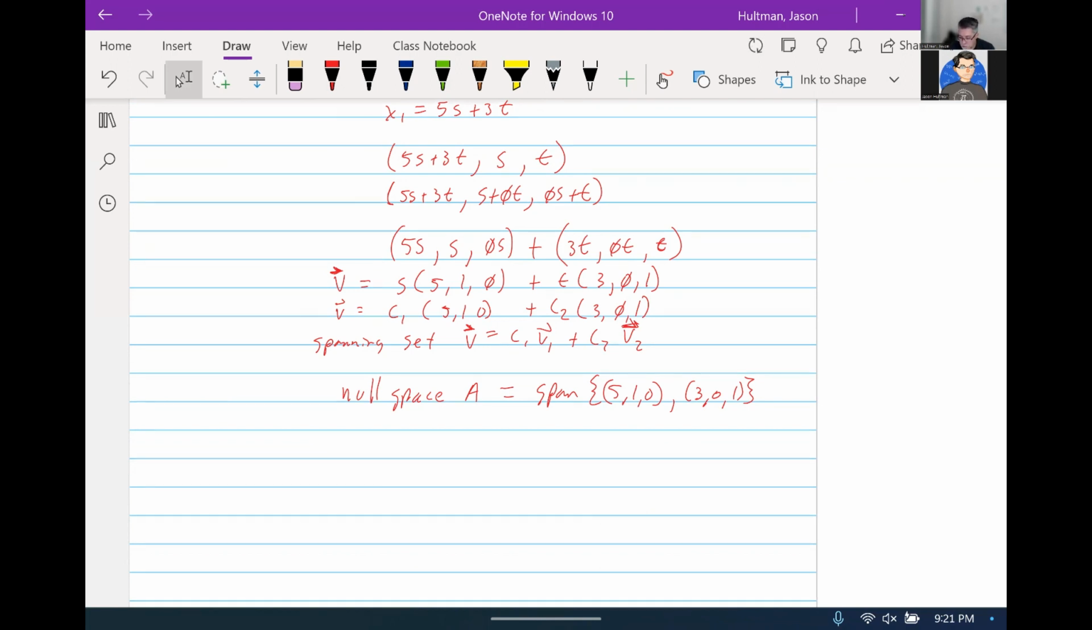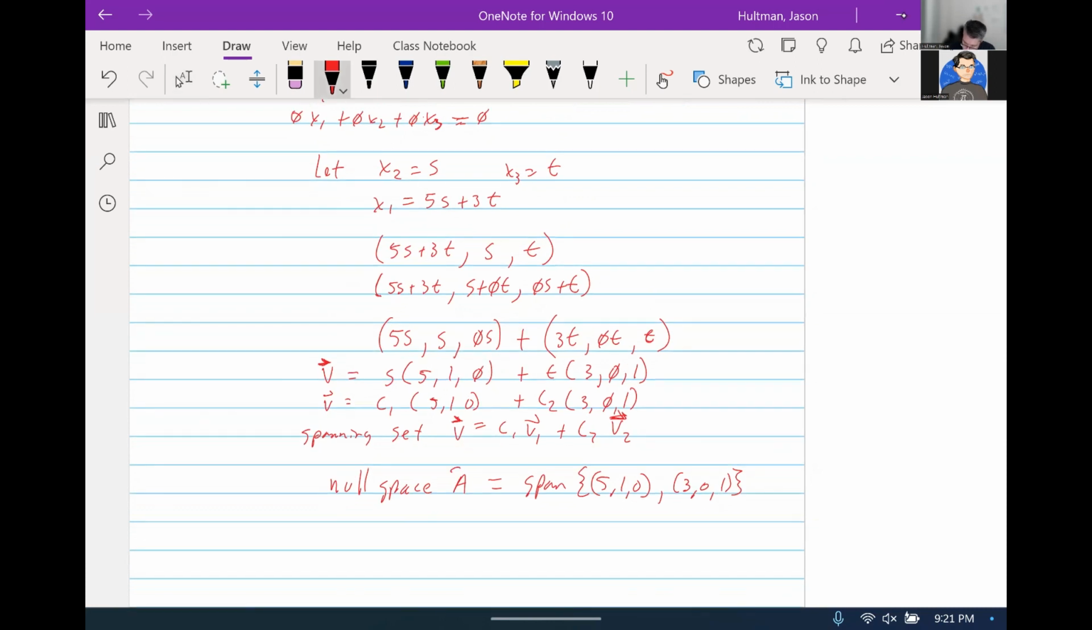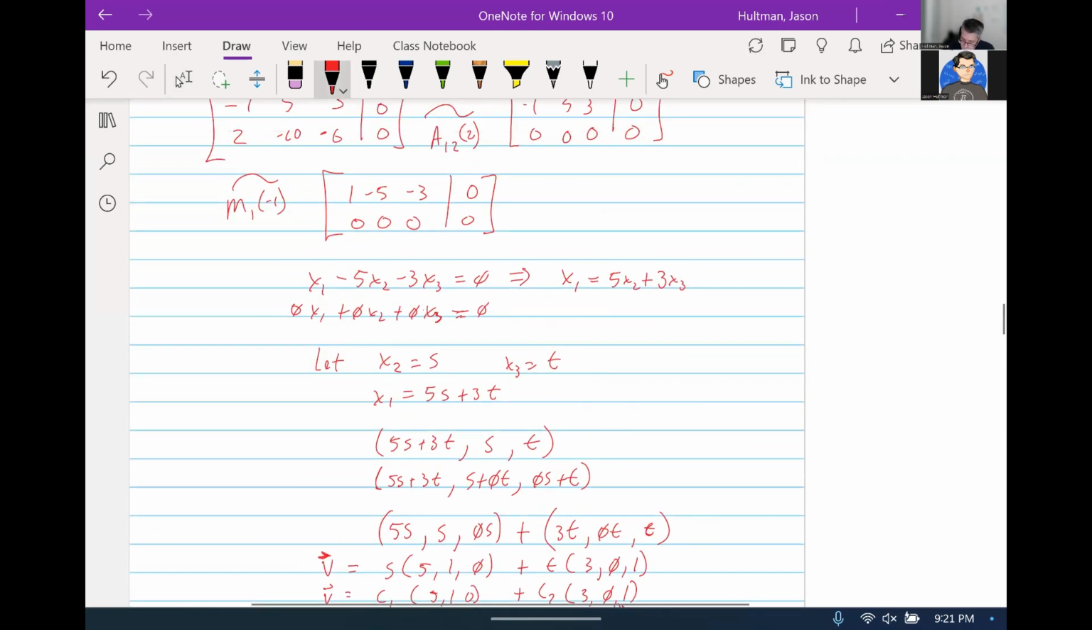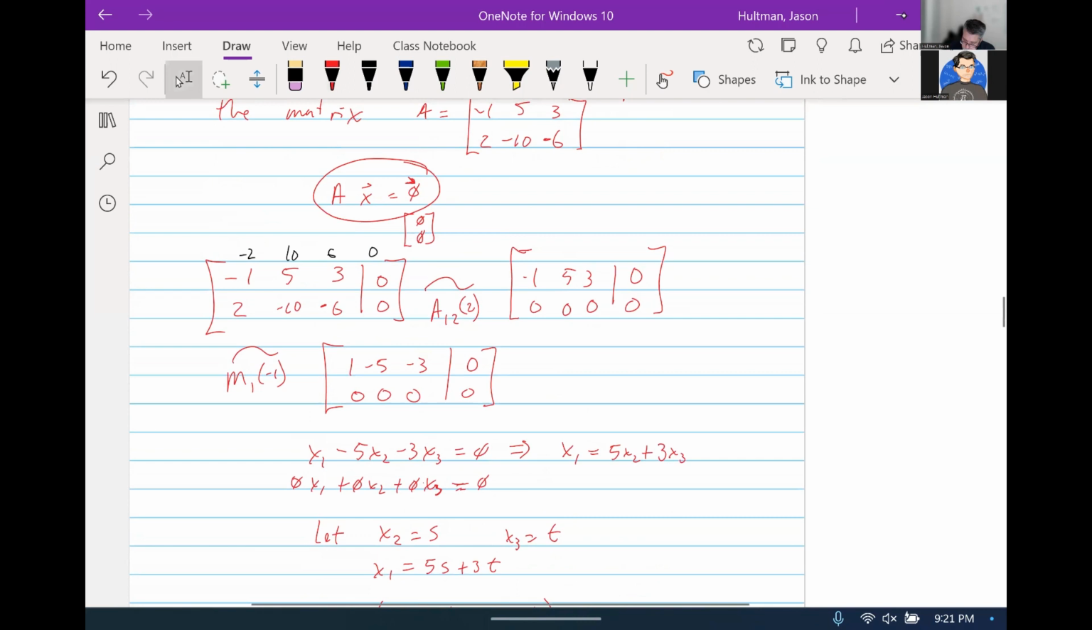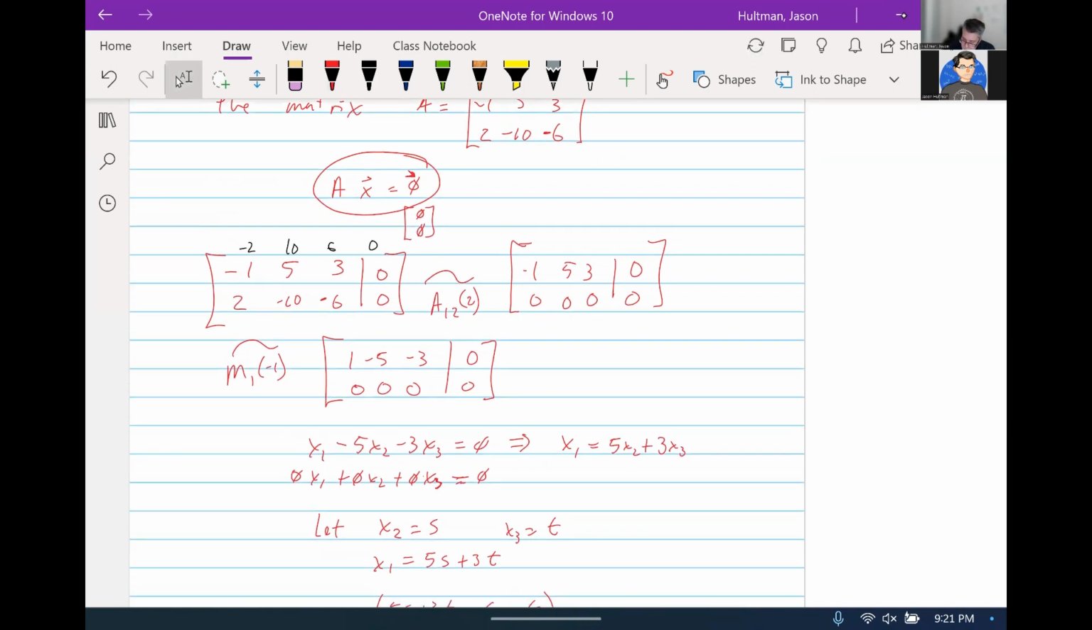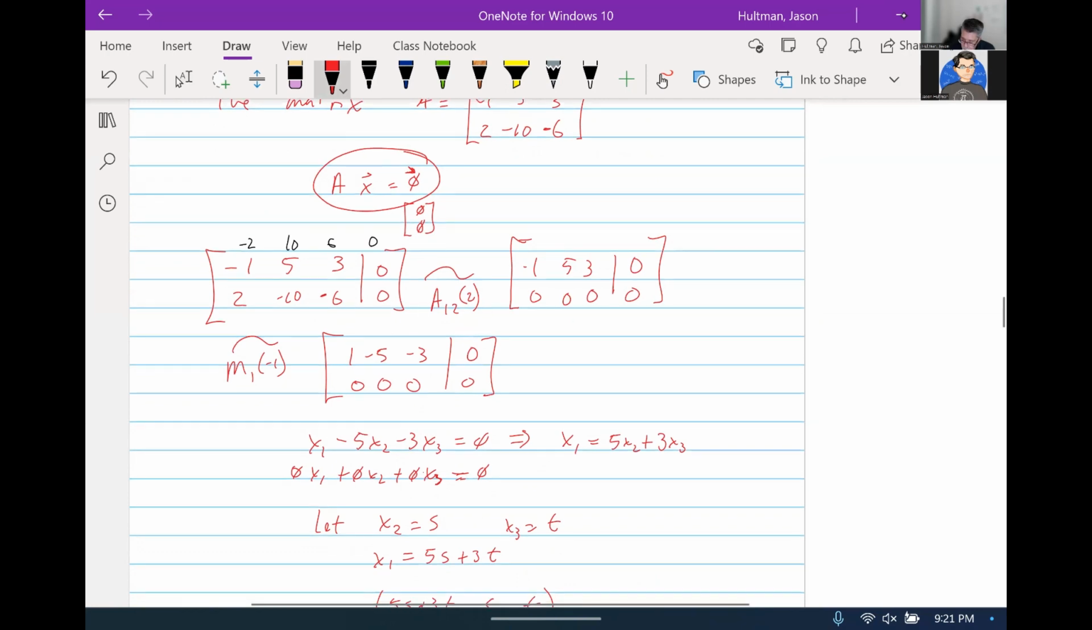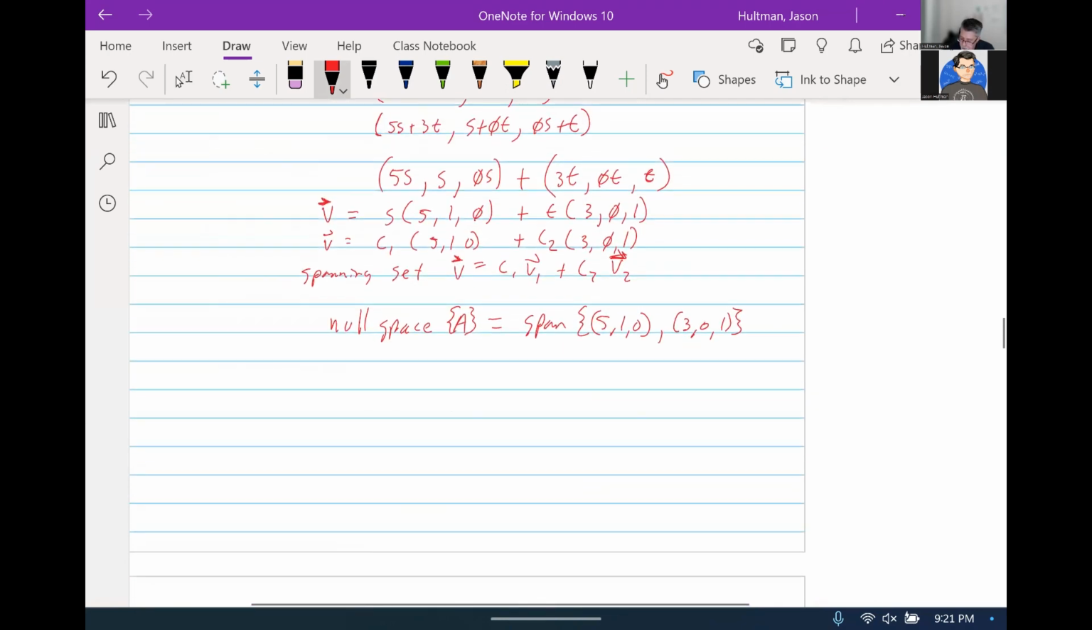Let me say that one more time. All of the solutions to this equation, A times X vector is equal to the 0 vector. All the solutions would have to be linear combinations of these two vectors. Those two vectors are going to span every single outcome that I could possibly get.